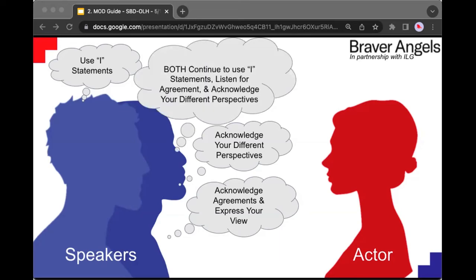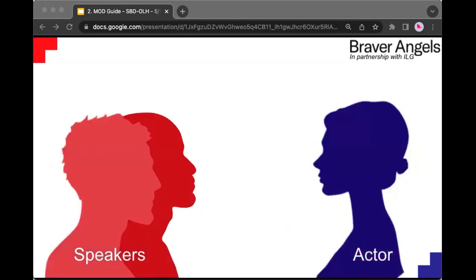So we would continue the conversation from there with the speakers using the skills and the actor pushing back. And similarly, doing another round from the other perspective. Now, Randy is going to be the red speaker. All right, Randy, go ahead and do the red speaker.